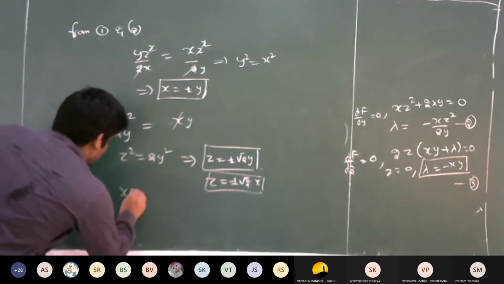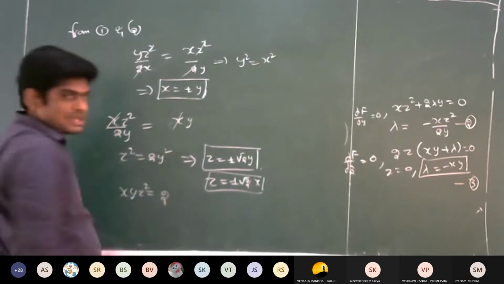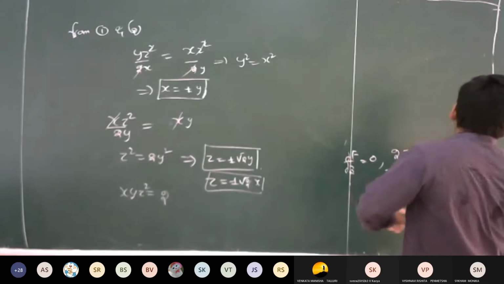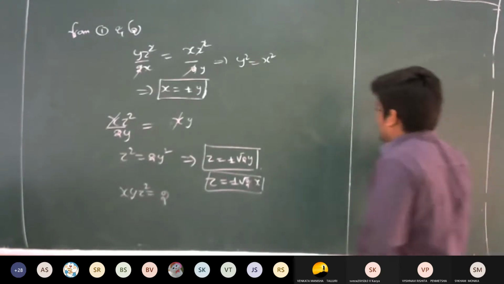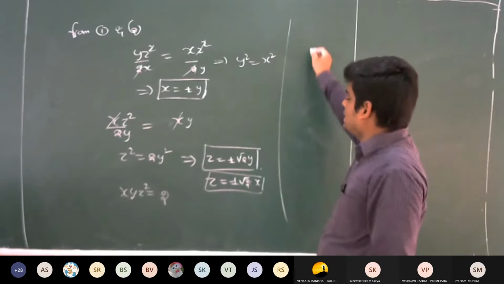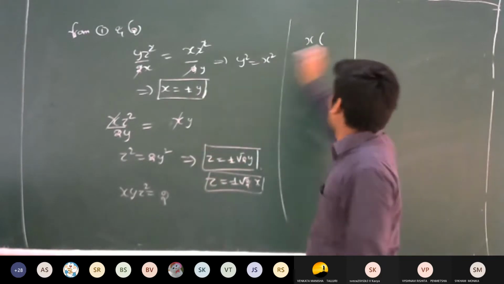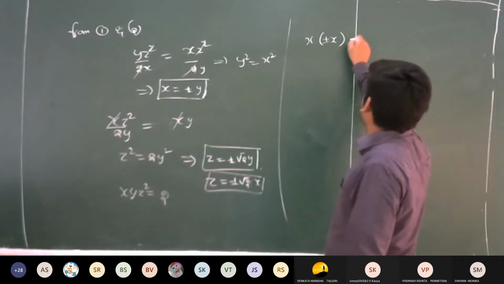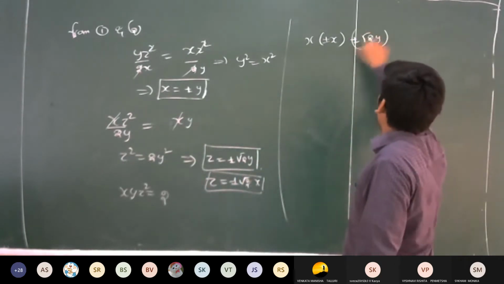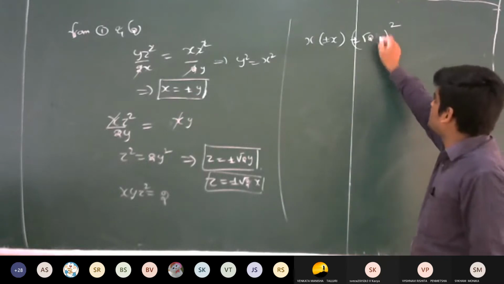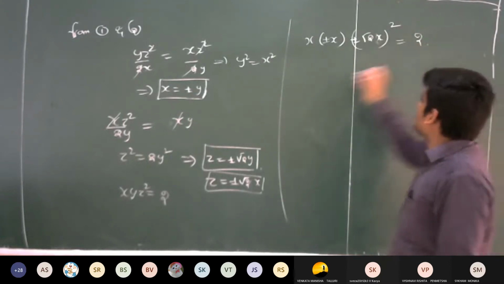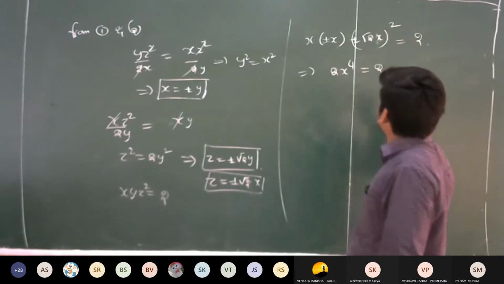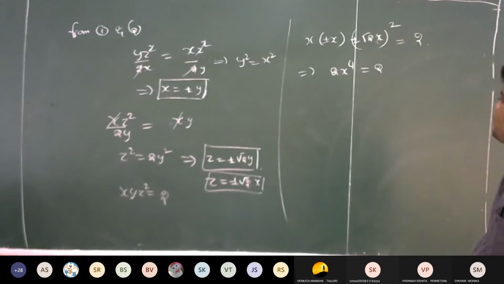But we know that x y z square is equal to 2. Therefore substitute the values of x, y, z in the equation, and then you will get x. What is y? y is nothing but plus or minus x. What is z? z is plus or minus root 2 x, whole square. So root 2x whole square is equal to 2, which means 2x power 4 is equal to 2.